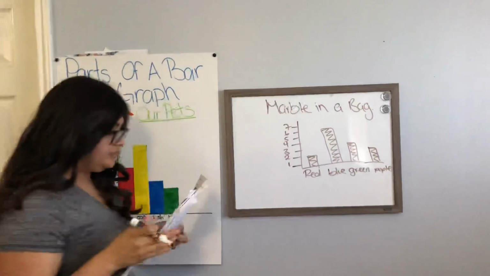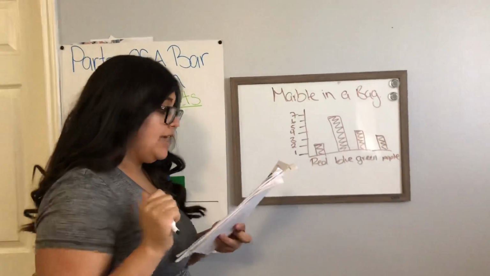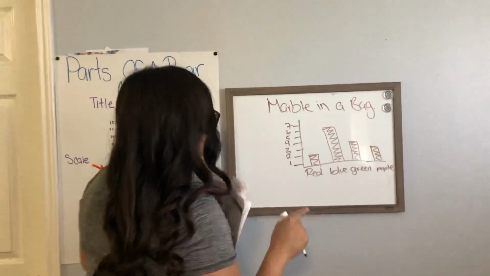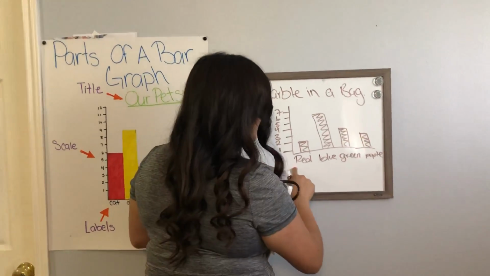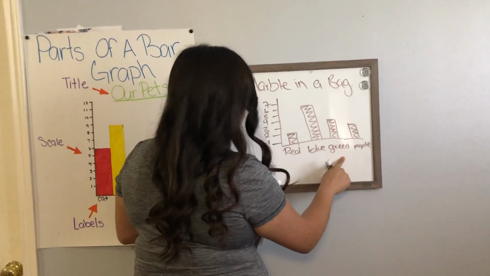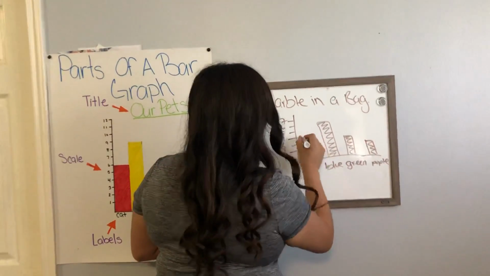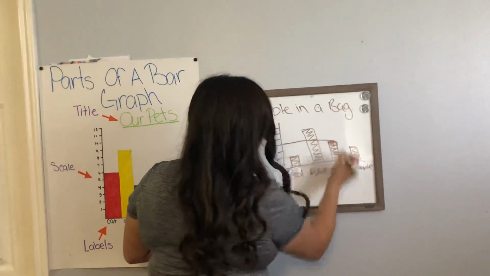All right. So a question for a bar graph could be, how many green marbles are in the bag? Let's look at the green then. If the question says how many green, exactly, we have to look for the green color, and then we look at the scale. How many green? Well, it's 4 green.